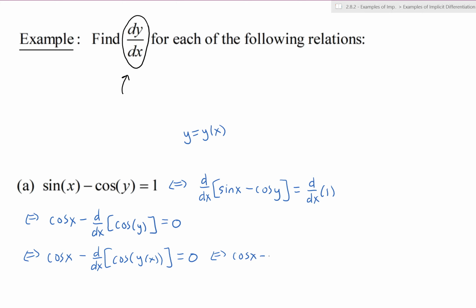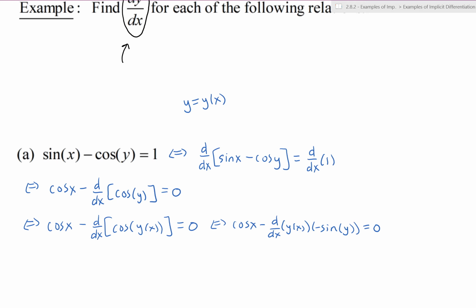What do we get? We get cosine x minus the derivative with respect to x of the inner function, y, times the derivative of the outer function, cosine, which is negative sine, and then we leave the y alone, and that all equals 0. Thus, we get cosine of x minus a minus, or really plus, sine of y times dy/dx, all equal to 0.